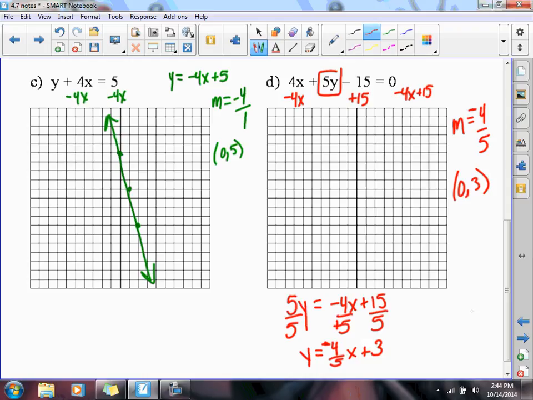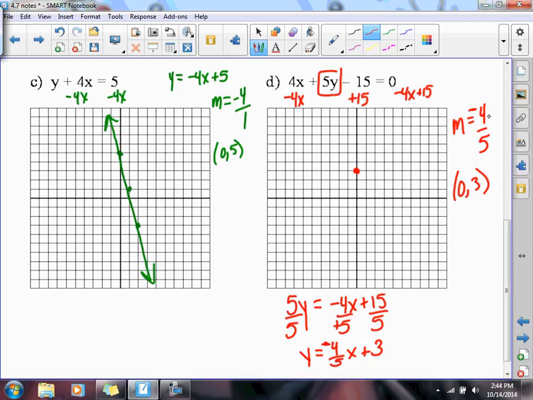So our slope is negative 4/5. My intercept is 3. So I'm going to start at 0, 3. Remember, we always start on the y-axis because it's a y-intercept. Sometimes students like to start on the x-axis. We're starting on the y-axis. Just think, where is that point if I plot it?